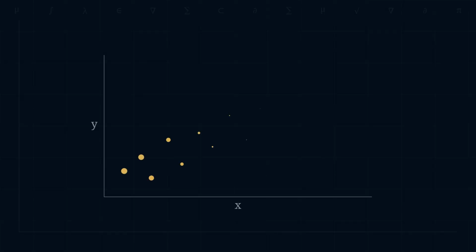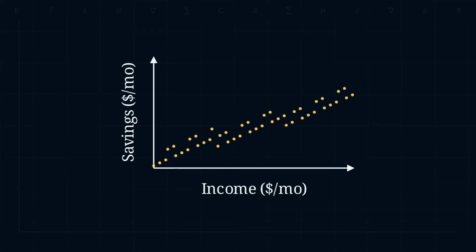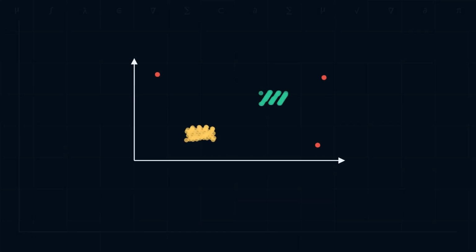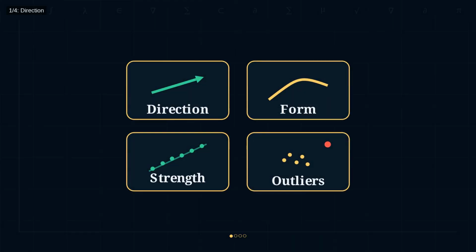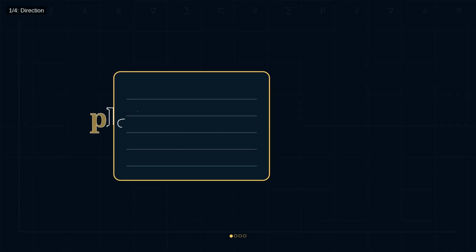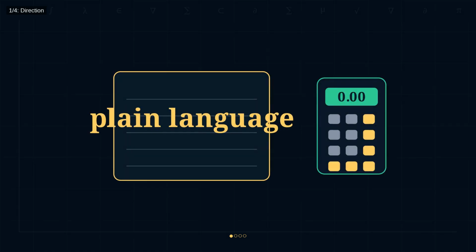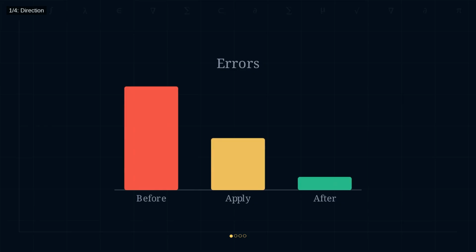There's a simple correction. Plot the data first, always. Label your axes clearly with variables and units, and use small points so dense areas can be seen. Then check for 4 things in order: direction, form, strength, and outliers. Write down what you see in plain language before you compute anything. That habit prevents a long list of errors.